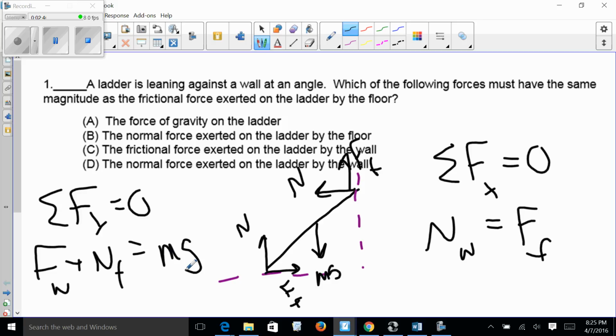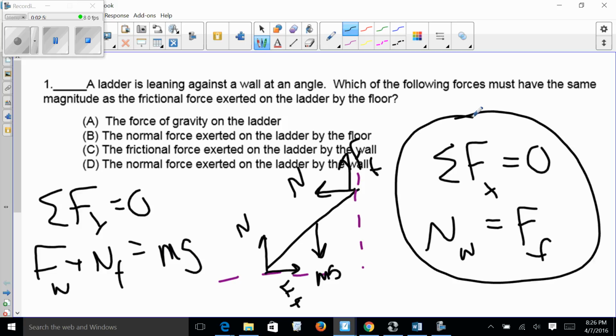So if we look at the answers here, which of the following has the same magnitude as the frictional force on the ladder by the floor? Well, we already looked at that over here. It has to be the normal force exerted by the wall due to simply Newton's first law. But I wanted you to realize that this ladder problem could be a rotation problem. In higher level physics courses, leaning ladders against walls are quite common problems. But in this case, it's just an equilibrium problem.